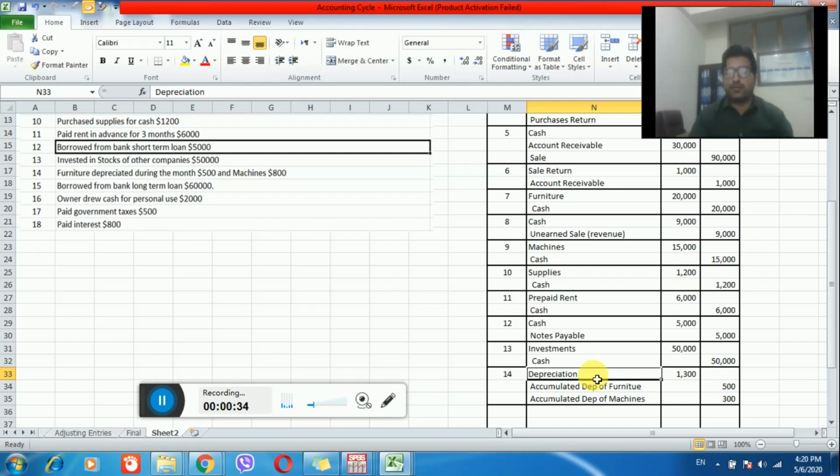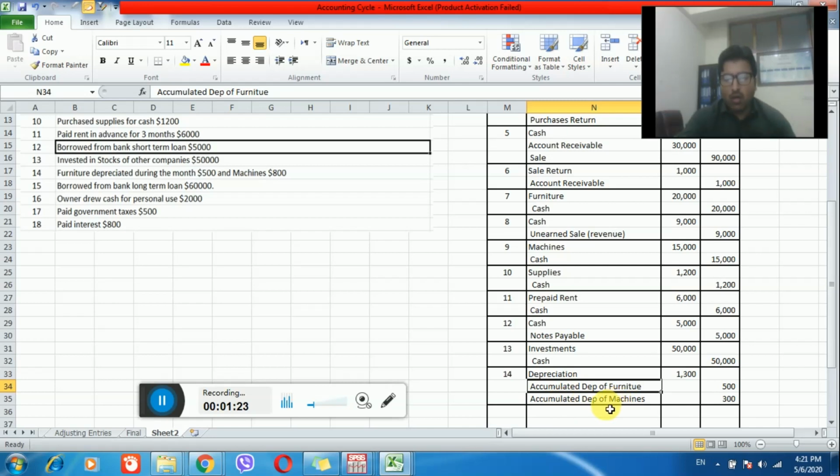The reason behind, because depreciation is our expense account, and increase in expense account is debited. So we have some depreciable assets like furniture, building, car, all of them are depreciable assets, and by the usage or by the passage of time, when they are used, they decrease their value. So the decrease in the value of assets over its useful time, we call it depreciation. So that is why depreciation here debited $1,300 and accumulated depreciation of furniture credited and also machine credited.